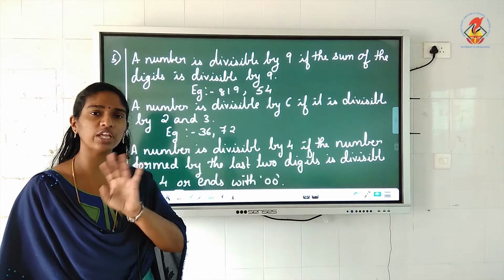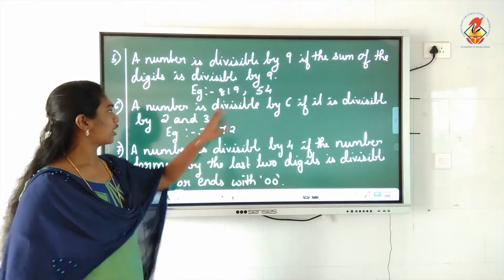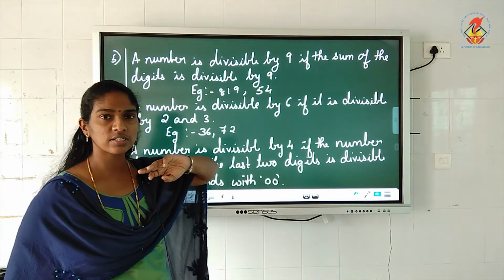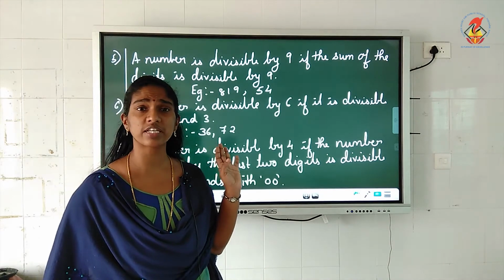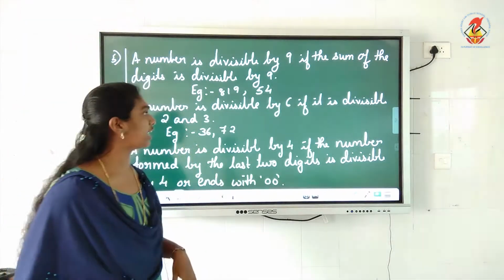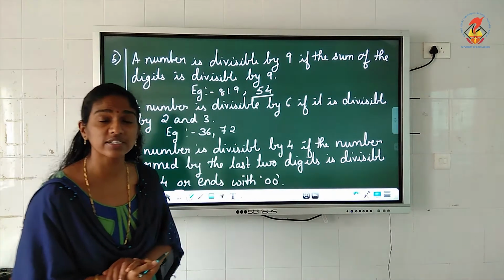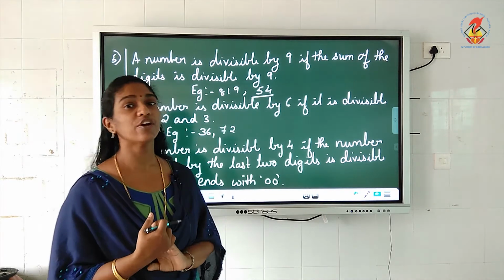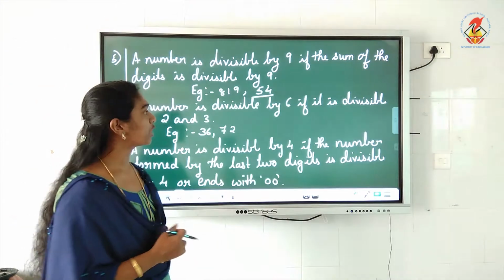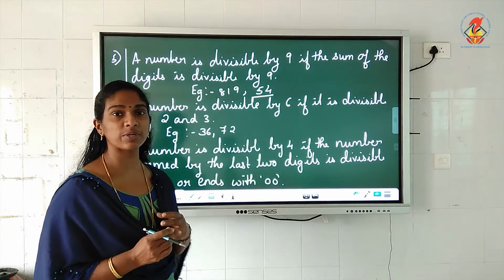Same as you did for 3, you do for 9. 5 plus 4, what is it? 9. 9 is coming in 9's table. 9 1's are 9. So, I can say 54 is also divisible by 9. And we know 54 is there in 9's table. Where you get? 9 6's are 54. Yes or no? So, this is how we check a number is divisible by 9.